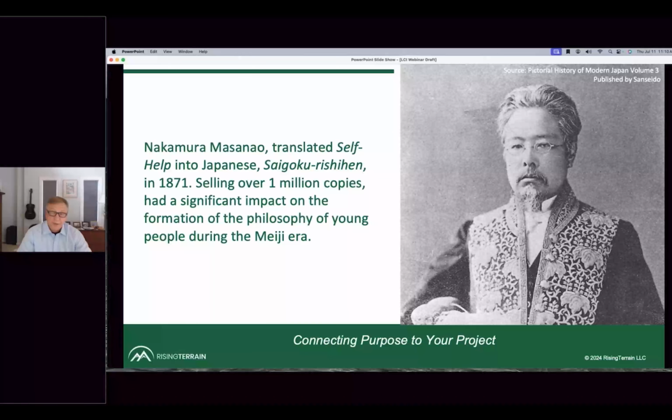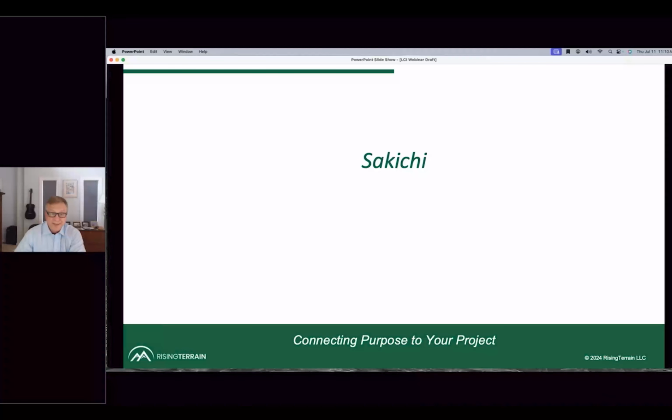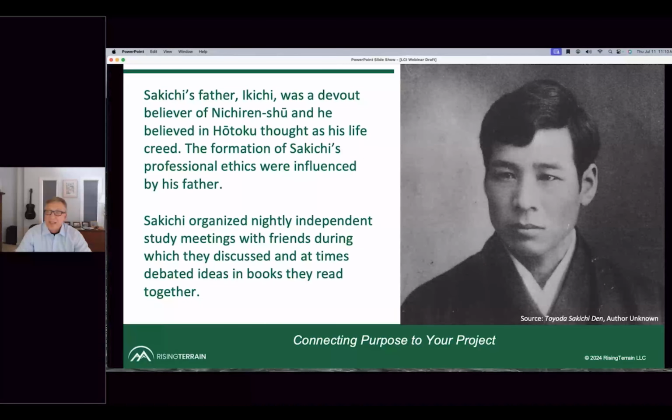This book obviously is extremely influential. And one of the people that read this book is who we're going to talk about next, Tsukichi. This is him as a young man. And so his father was a believer in the Nichiren Shu, so that Buddhist philosophy that I talked about earlier.